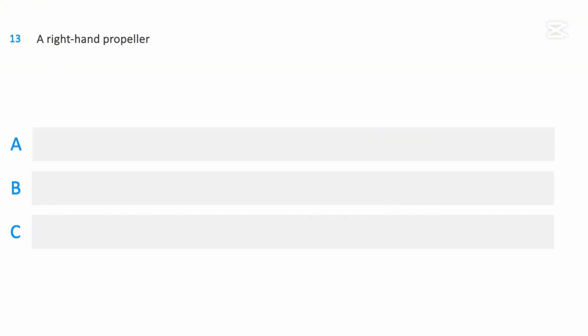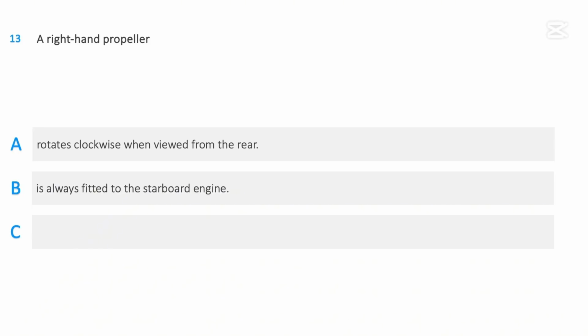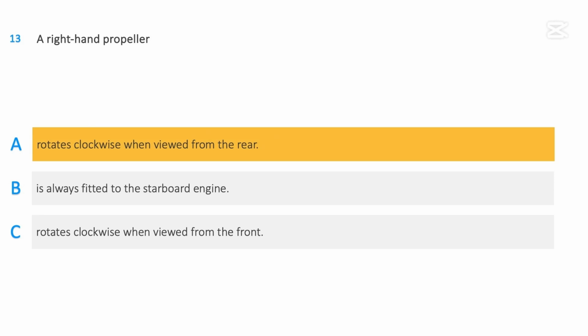A right-hand propeller rotates clockwise when viewed from the rear, is always fitted to the starboard engine, rotates clockwise when viewed from the front. The correct answer is rotates clockwise when viewed from the rear.